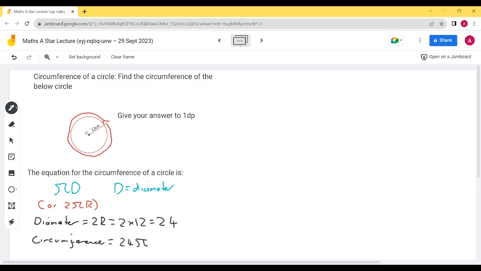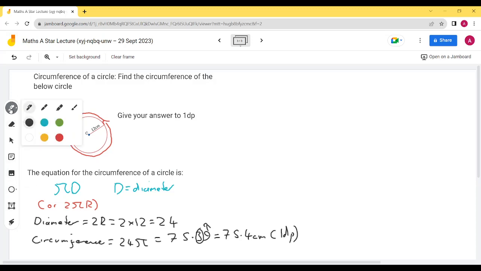I say equals 75.39 equals, and again we're going one decimal place, one number after the decimal, number after is a 9, so equals 75.4 cm to one decimal place. All right, so that's area and circumference. You could get it in terms of pi, you could get it as a straight answer either way.